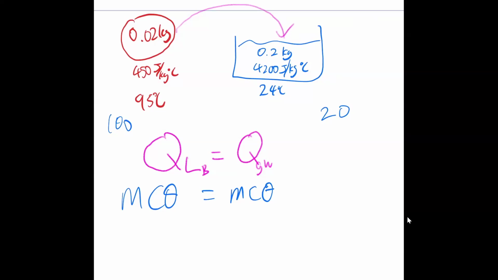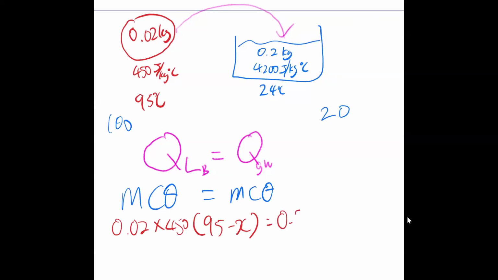From here, substitute information in. This is where it gets tricky, guys. 0.02 multiplied by 450 multiplied by the change in temperature. My idea is that the ball is going to increase or decrease in terms of temperature. It's going to decrease, right? So it should be 95 minus x, right? Then after that, the next part is different now.